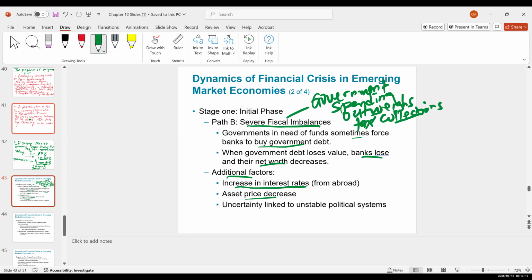And then the other thing is that developing countries are faced with unstable political systems. Many countries are always fighting civil conflicts. There are always civil wars going on in different countries. So this political instability can make even their financial system not work well.